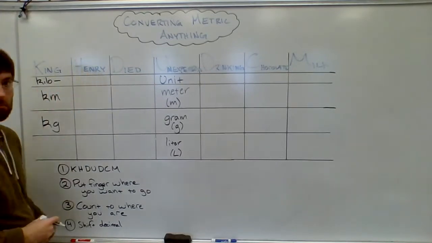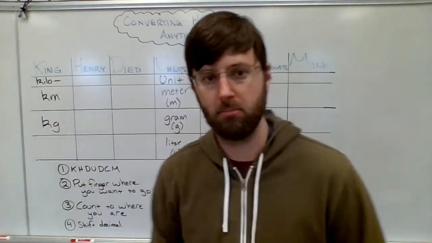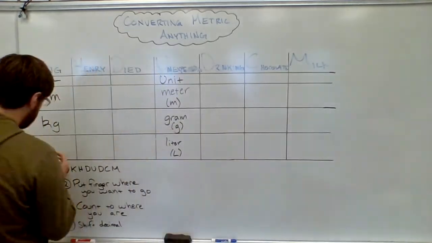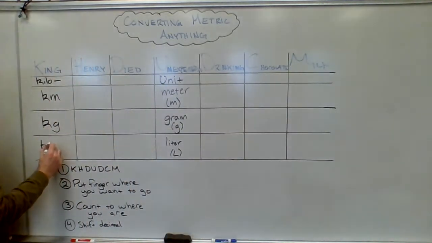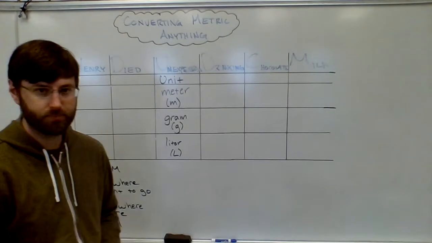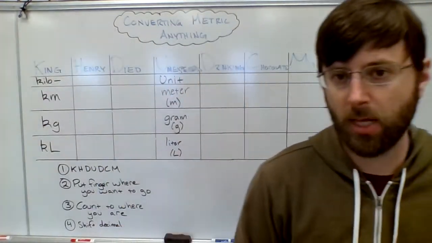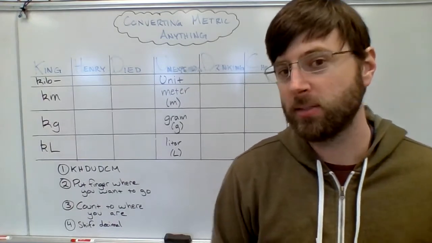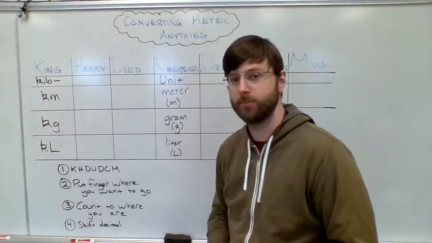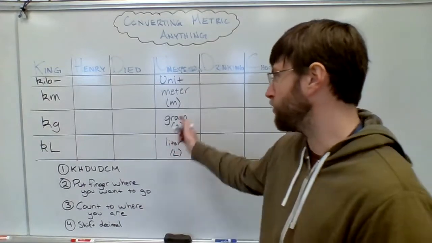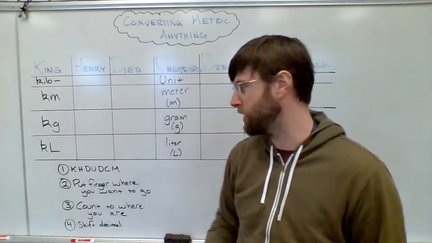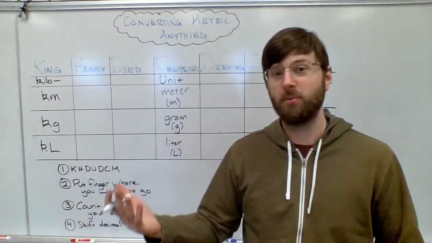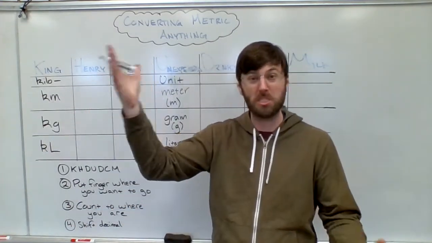kilometers, and do you think there's kiloliters? 100% yes. Kiloliters. Kilo literally means 1,000. You know how many meters there are in a kilometer? 1,000. How many grams there are in a kilogram? 1,000. How many liters there are in a kiloliter? 1,000. It's always 1,000 because that's what kilo means. It's the coolest thing, right?